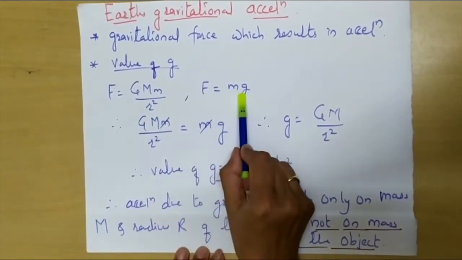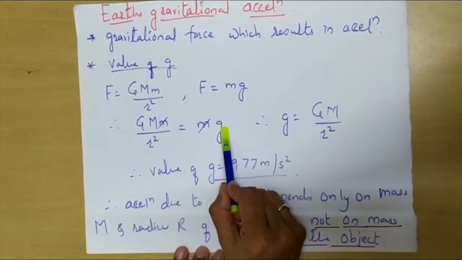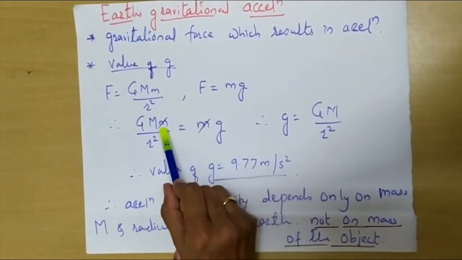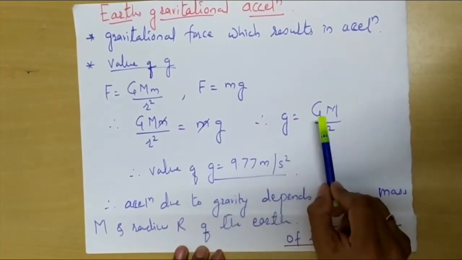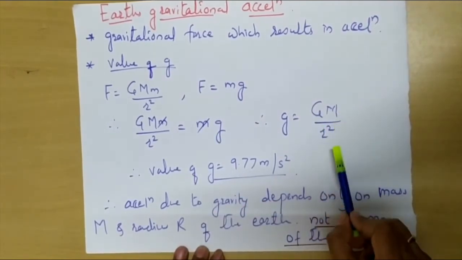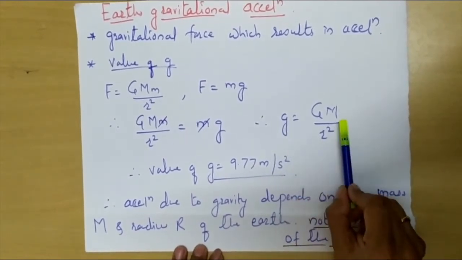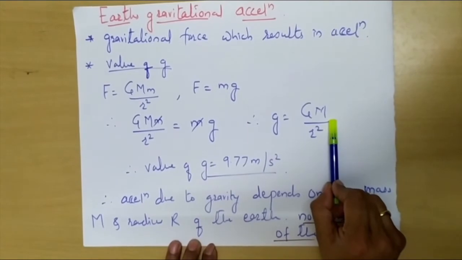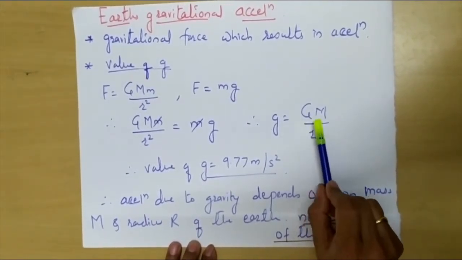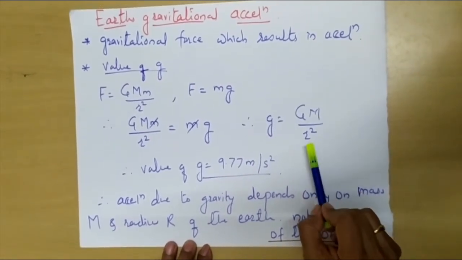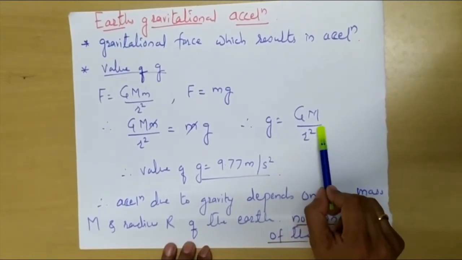Now let us compare these two equations. What do we get? G M m upon R square is equal to m g. Now small m will get cancelled, and what will we get? g is equal to capital G into M upon R square. That means the gravitational acceleration does not depend on small m, that is, it does not depend on the mass of the object. It depends upon the mass of the Earth and the distance between the object and the Earth. So this formula is very important.